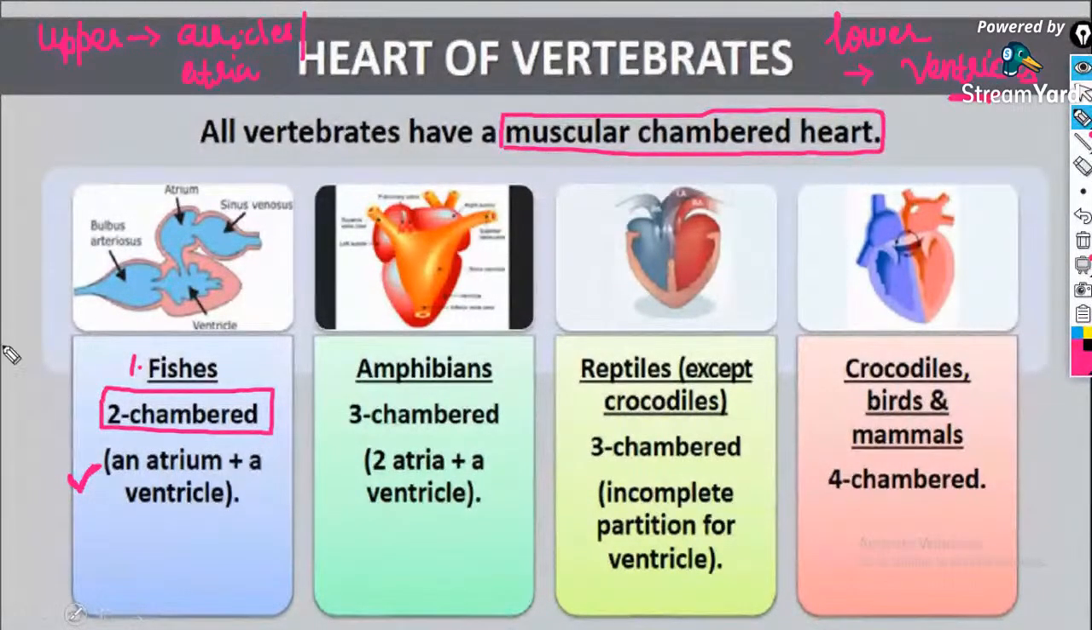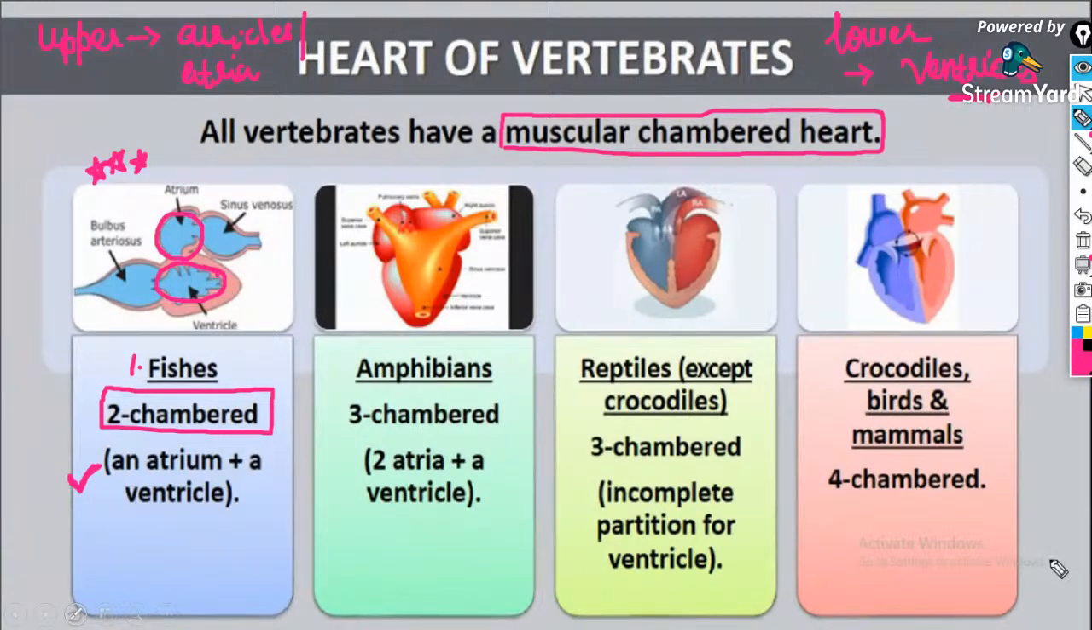So look at the type of heart, guys. This is the image of the heart of a fish. Look, there is an atrium and a ventricle. Only two chambers are there.